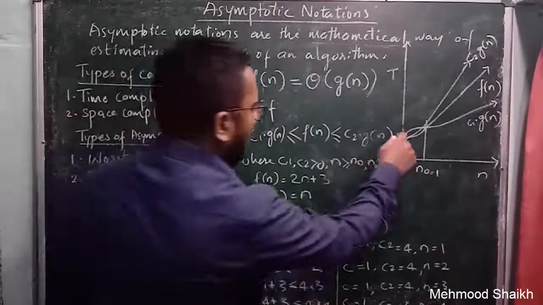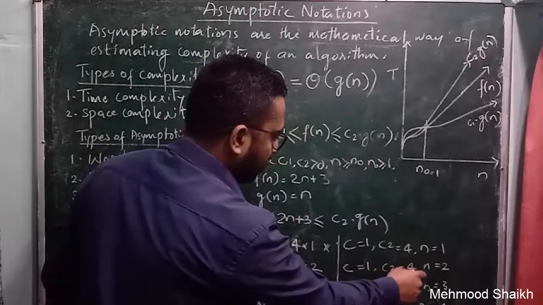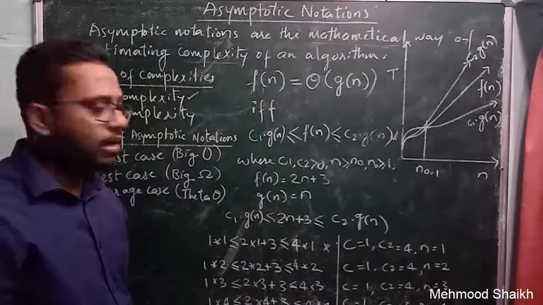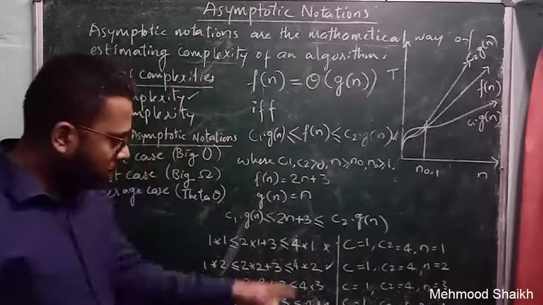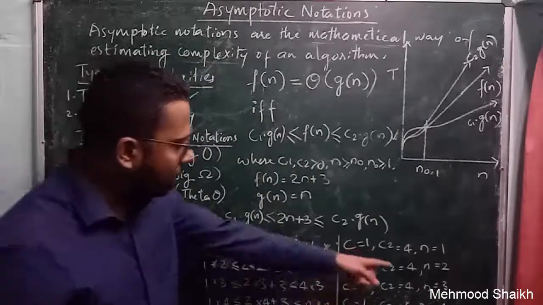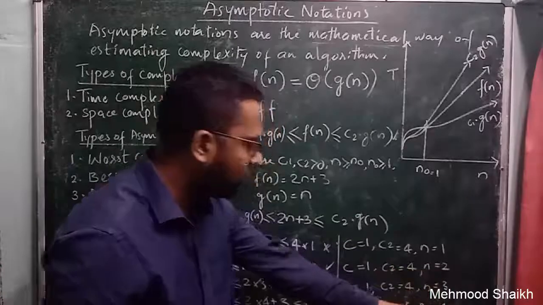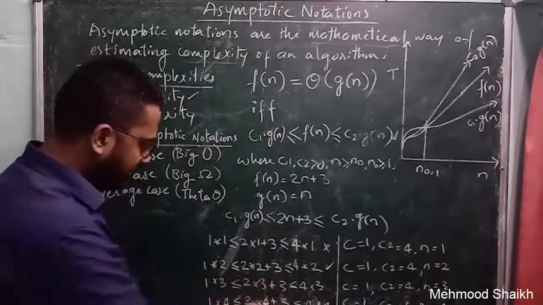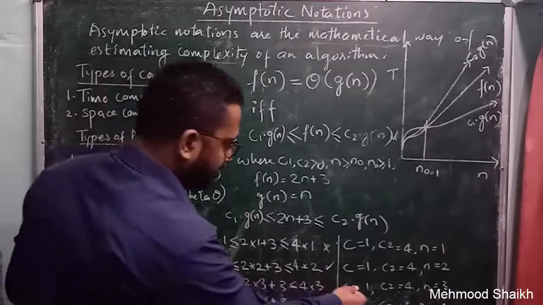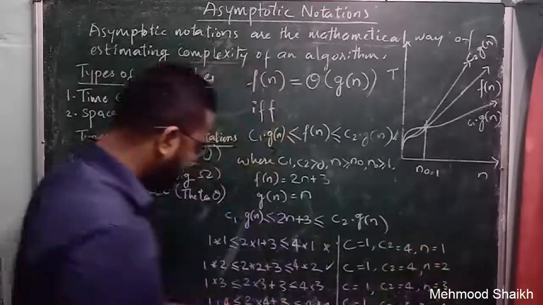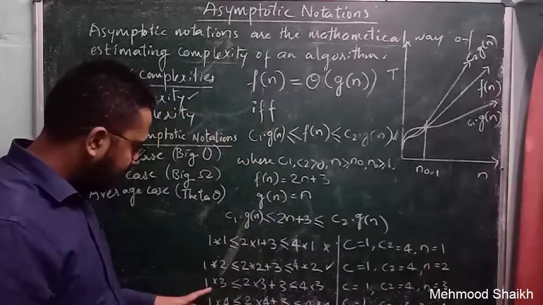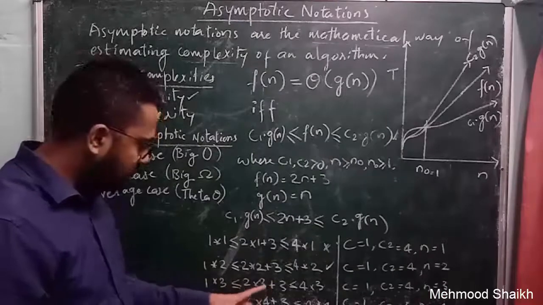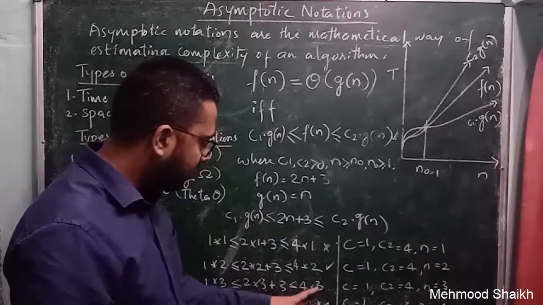So that means for the value of c1 equal to 1, c2 equal to 4 and n equal to 2, we are satisfying the equation. So from now onwards, for each and every value of n, whether it is 3 or 4 or 5, whatever value you take, this condition is going to be satisfied. Here you can see in this third step, I have taken the value of c1 as 1, c2 as 4 and n equal to 3. So for that value, it becomes 3. 3 is less than, yes, 9, correct? Okay, and then 4 into 3.